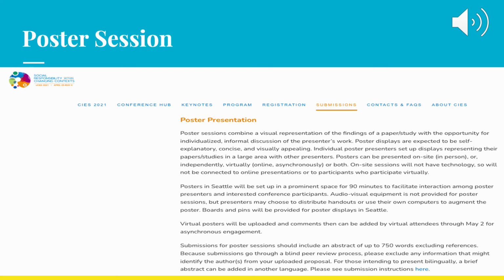Increasingly, posters may be presented in person or virtually. In either case, be sure to use readable font sizes to increase accessibility and include graphics, tables, and charts to enhance the audio-visual appeal of your work.